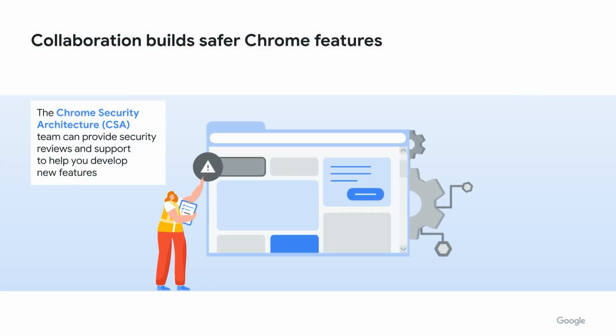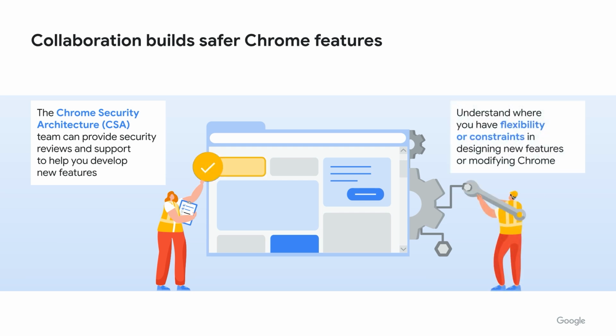This presentation was created by the Chrome Security Architecture team, also known as the CSA team, which works on the process model, provides security reviews, and offers advice to teams across Google who are looking to develop new features or otherwise modify Chrome. Whether you're a recent addition to the Chrome team or interested in talking with the CSA team about a new feature you'd like to implement, this presentation can provide you with a better understanding of how Chrome divides up web content and where you might have flexibility or constraints in the design space.